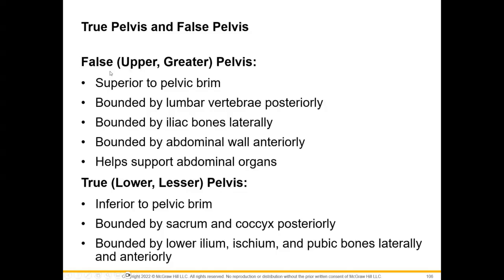Okay, sometimes we refer to different parts of the pelvis as the false or the true pelvis. The false pelvis is the upper or the greater part. It's superior to the pelvic brim. It's bounded by the lumbar vertebrae posteriorly, by the iliac bone laterally, and by the abdominal wall anteriorly, and it helps support the abdominal organs. The true or the lower, lesser pelvis is inferior to the pelvic brim. It's bounded by the sacrum and the coccyx posteriorly, and by the lower ilium, the ischium, and the pubic bones laterally and anteriorly.